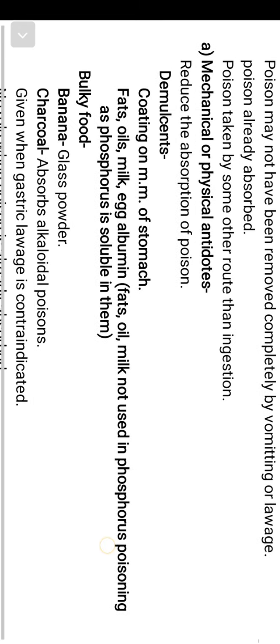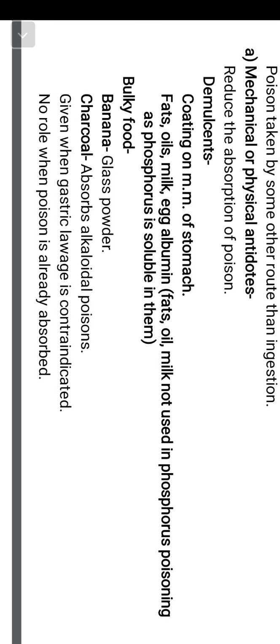Now what are the classes or groups of antidotes? Mechanical or physical antidotes. Just because of their physical presence, because of their mechanical action, they will prevent the absorption of the poison. They will create a mechanical barrier, like demulcents.